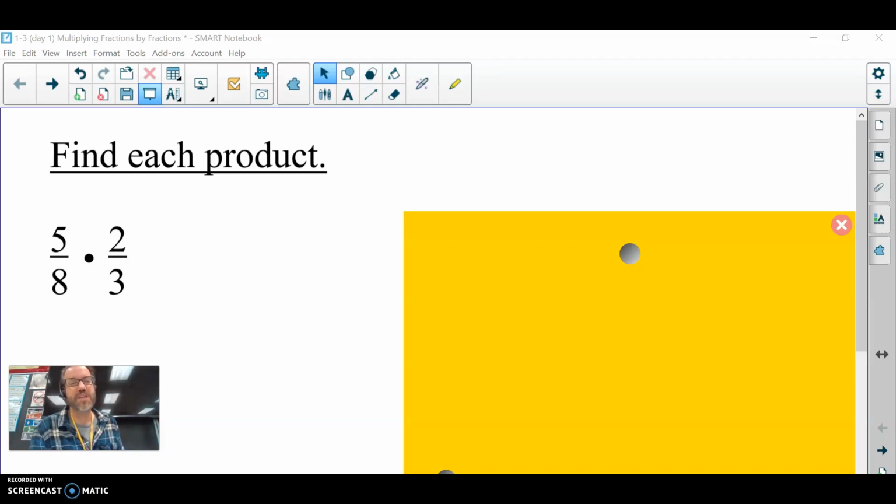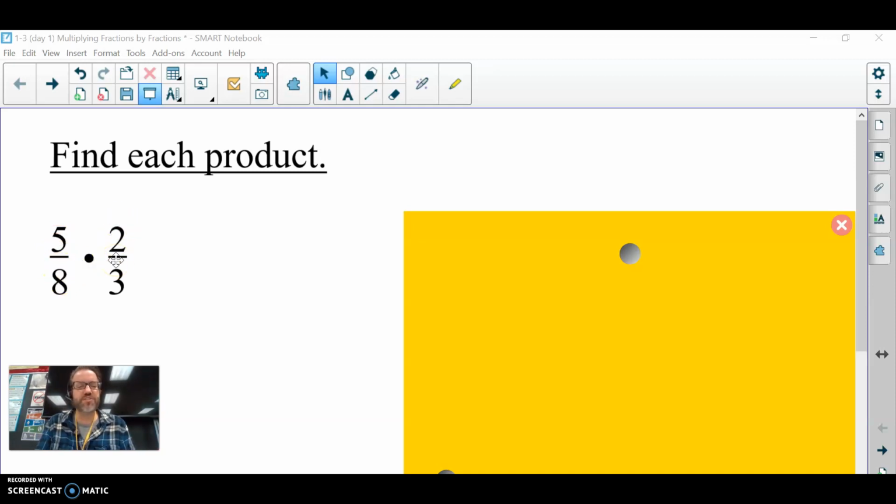Hi, everybody. Today we're going to be talking about multiplying fractions together. And I think you're really going to like today's lesson quite a bit. It's a lot easier than working with decimals, and I think you'll agree with me on that once we're done with this lesson. So let's say, for example, we're going to multiply 5/8 times 2/3.